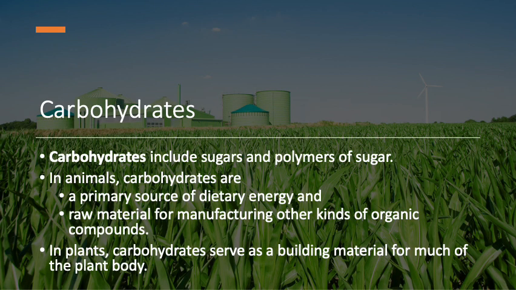Carbohydrates include sugars and polymers made from sugars, and they are the main source of energy for living organisms. In animals, carbohydrates provide quick energy and serve as raw materials for building other molecules. In plants, carbohydrates also play a major role in structure, especially in cell walls. These molecules are central to metabolism and energy flow within the ecosystem. Their structure directly relates to how they are used by the cell.